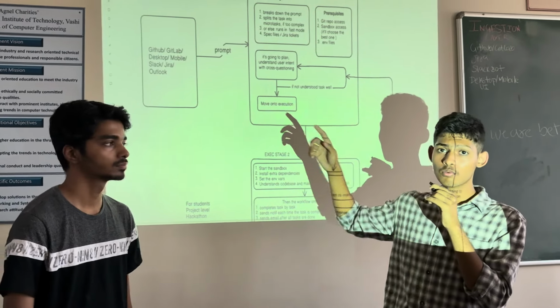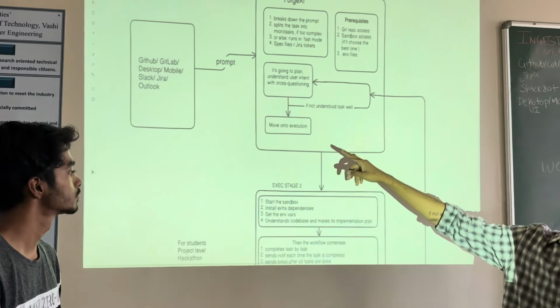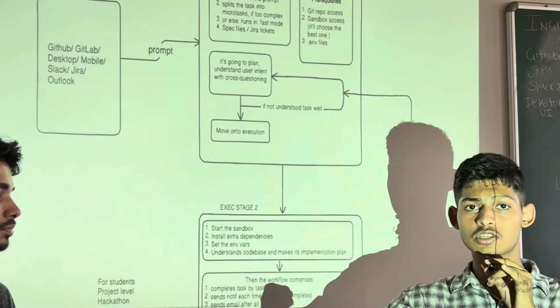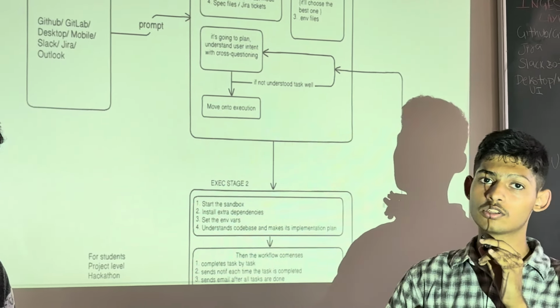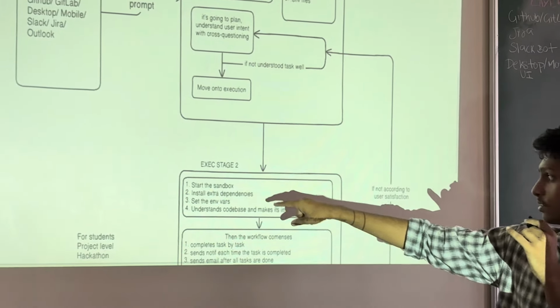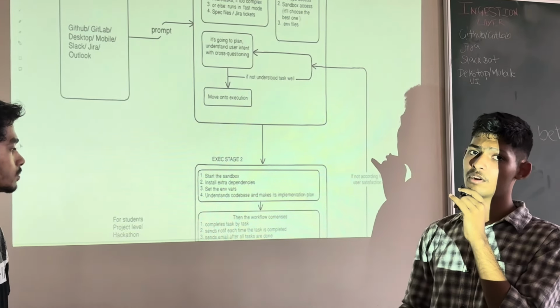It will then build whatever you want according to it, part by part, and move into, this is the execution plan by the way. By chance, if it did not understand the execution, it will go into a cross-questioning loop and it will confirm until it knows what it is doing is right. Next part of the plan, in stage 2, this is what I just described, right? Opens the sandbox, installs the dependencies, sets the environment variables.